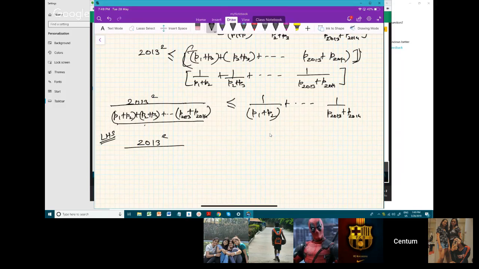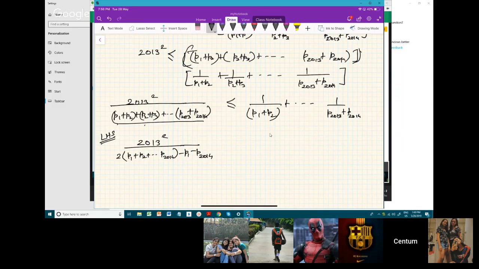So hence can I not write this as 2 times P1 plus P2 plus dot dot dot P2014 minus P1 minus P2014, isn't it? Yep, because every item was 2 times. So hence I can write this.